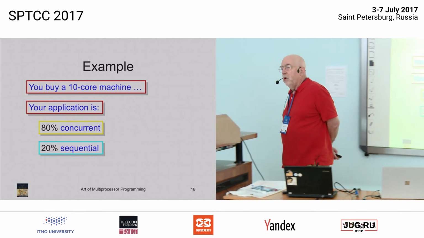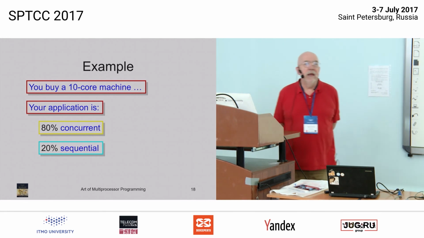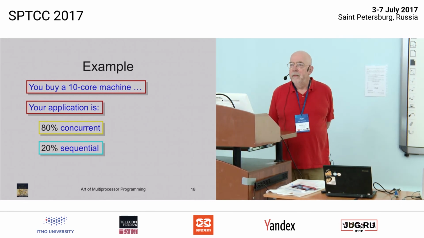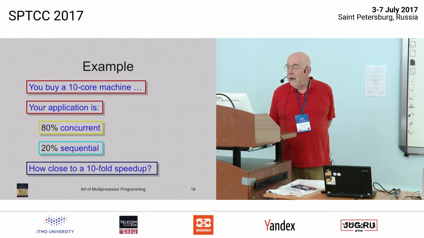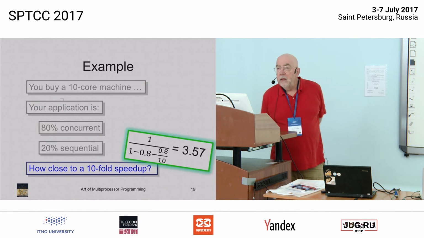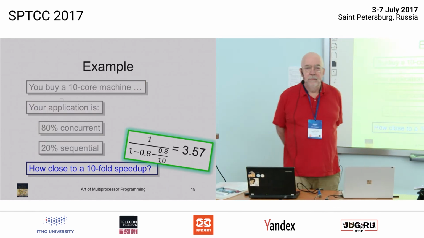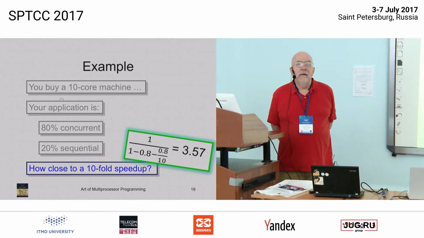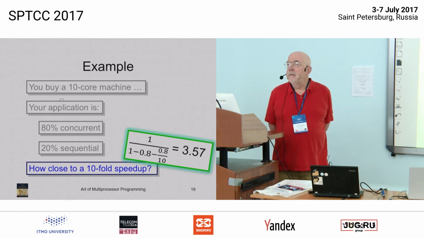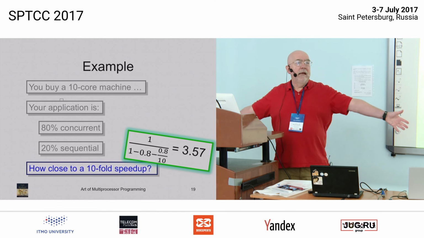Okay, so you make your programmers work all night, and they come back and say, we're now 80% concurrent. We went from 60% to 80%. So surely this must be pretty good. And how close to a tenfold speedup do we get? Well, it's pretty simple. Now you're at 3.5 times. So after all this work, getting 80% parallel, your 10-core machine is only 3.5 times better than your old 1-core machine. So you paid for 10 processors, but you're only getting 3.5 of them.